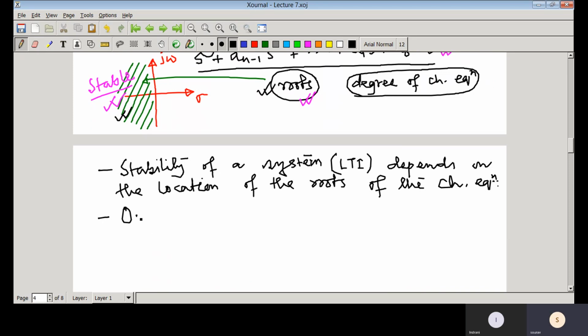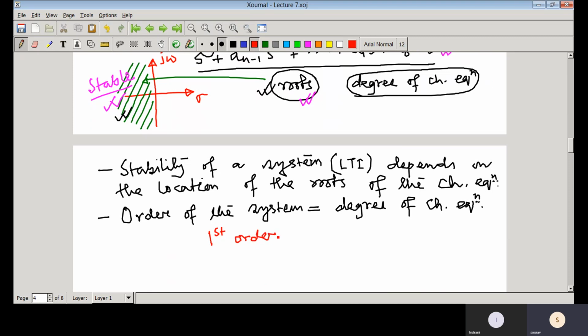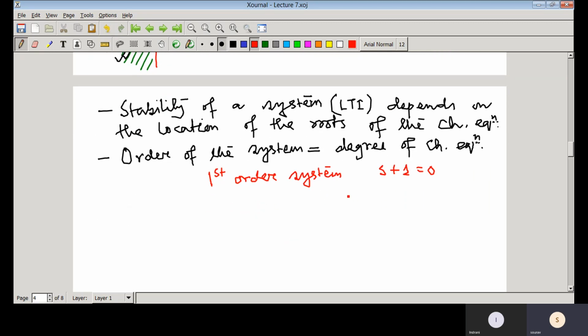And another one is the order of the system. The order of the system is equal to the degree of the characteristic equation. So, for example, here we can say that if we have a first order system, the characteristic equation is, for example, s plus 1 equal to 0. That means the transfer function of a first order system is, suppose, G(s) equal to 2 by s plus 1. Or another one, say G2(s) equal to (s plus 2) divided by (s plus 3).